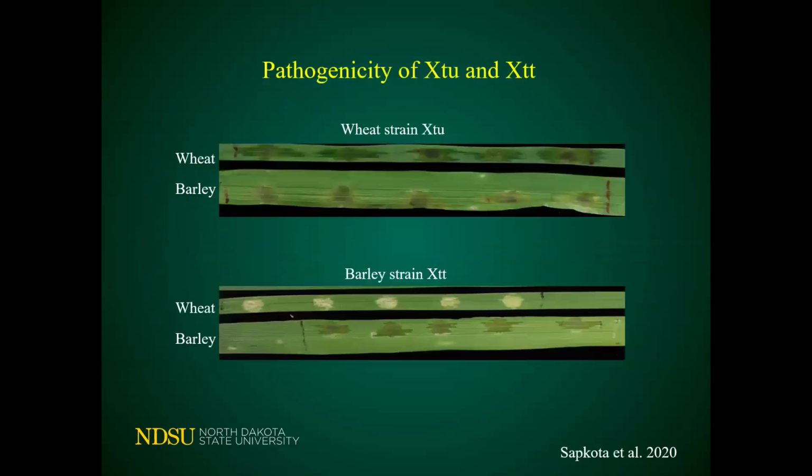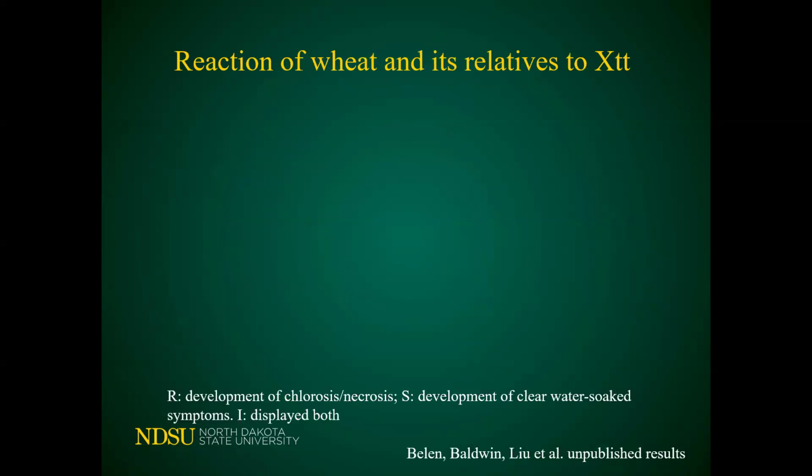Usually, if you infiltrate XTU in wheat or barley, you see water soaking, which shows a susceptible reaction. But if you infiltrate the barley strain on wheat and barley, you only see water soaking on barley, not on wheat. You usually see this kind of chlorosis, showing that XTT cannot cause disease on wheat. So we're thinking all the wheat and its relatives are resistant to XTT.